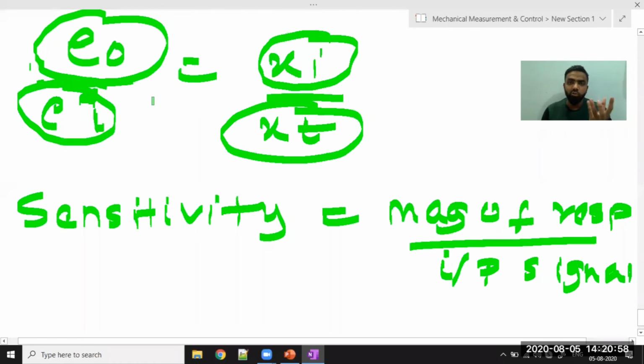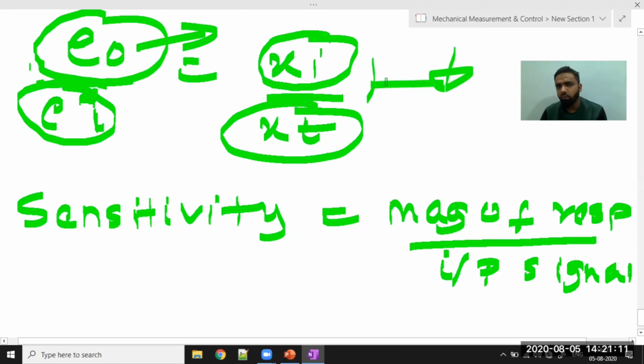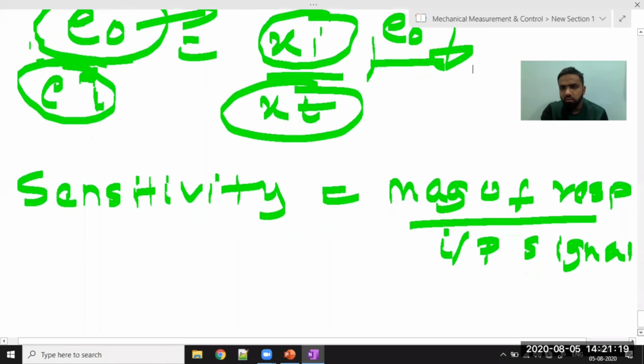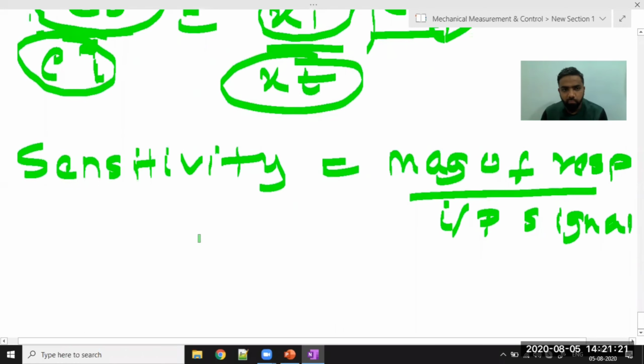In your potentiometer, when you connect this, the magnitude of response will be this E naught. E naught will be measured across the wiper. I hope you remember the wiper and the positive terminal of your potentiometer wire. So this is my E naught, the output voltage. So the magnitude of response that you are actually going to measure is E naught.